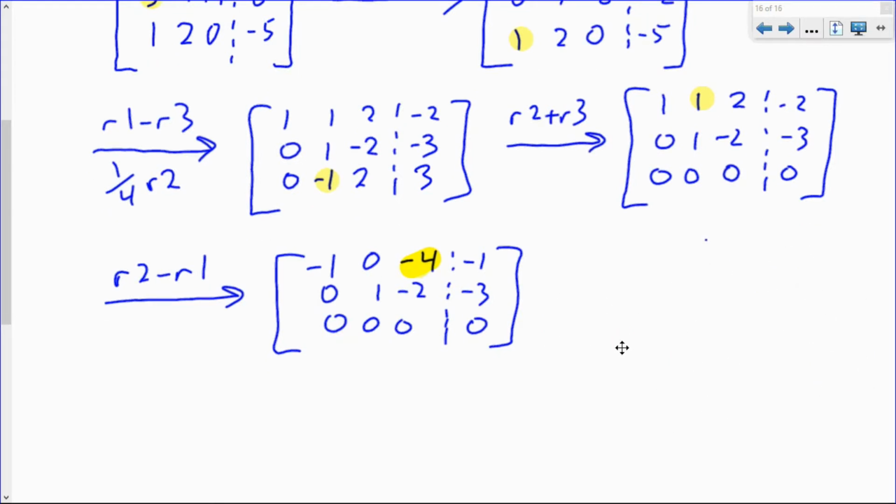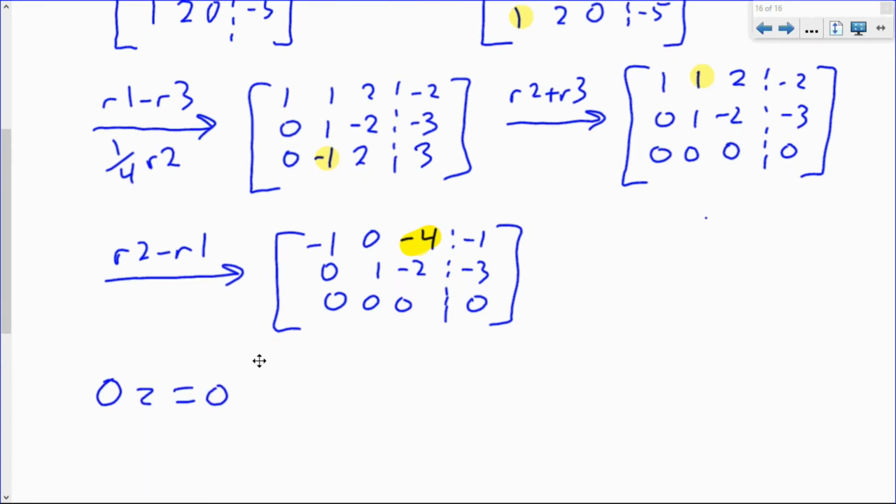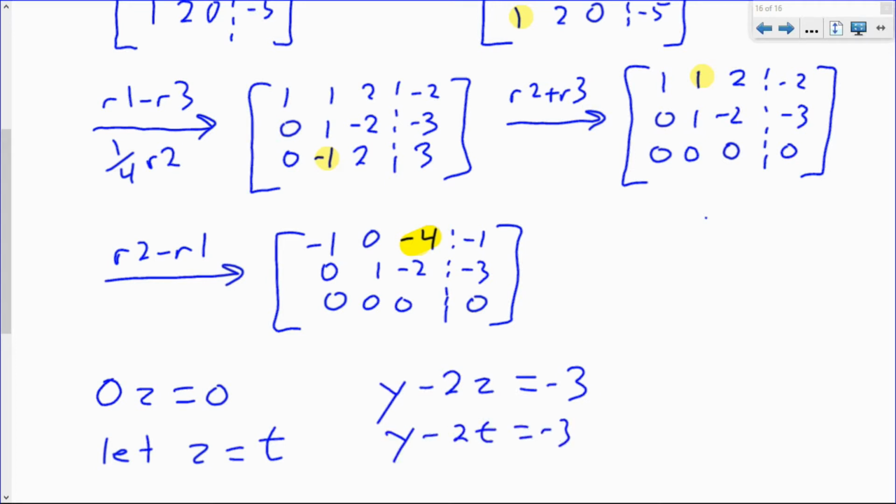I have something very useful, especially because I know the intersection is a line. Sometimes I look at the last equation as being like 0z equals 0. It could also be 0y equals 0 or 0x equals 0. It doesn't matter. So we say there's no restrictions on z, basically. You might say something like let z equal t. In which case, equation 2 tells me that y minus 2z equals negative 3, or y minus 2t equals negative 3. And I get y equals negative 3 plus 2t.